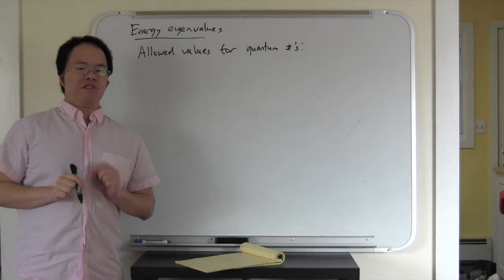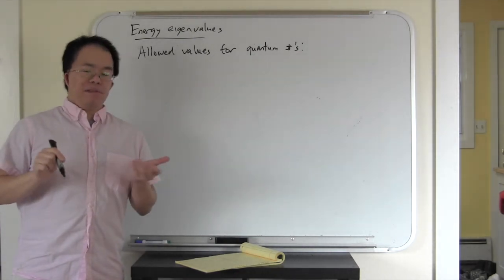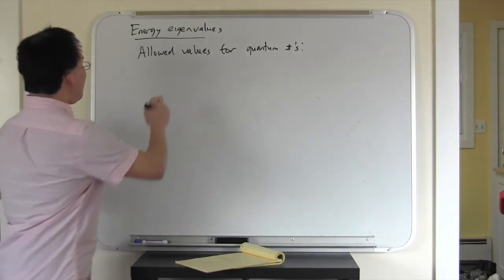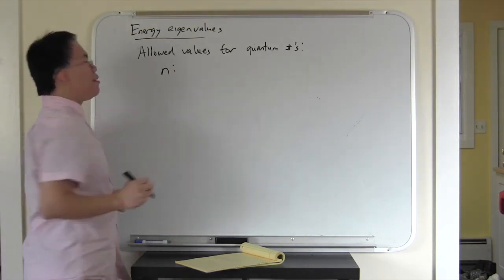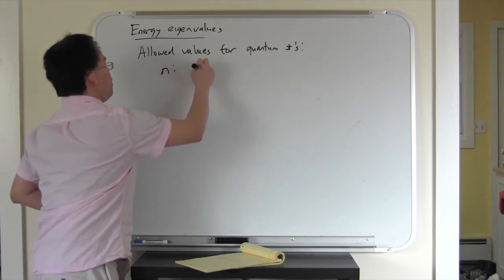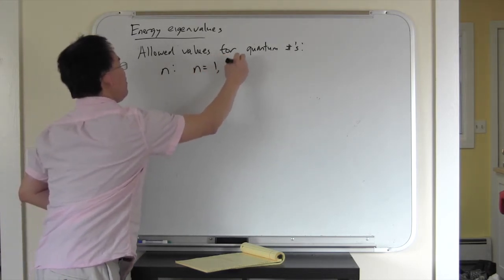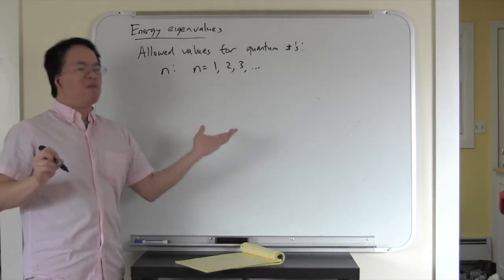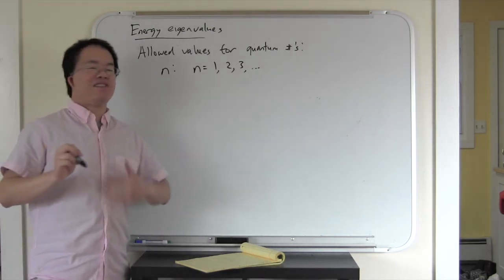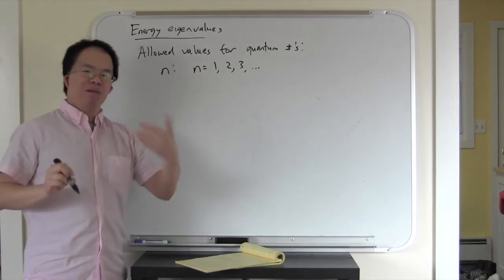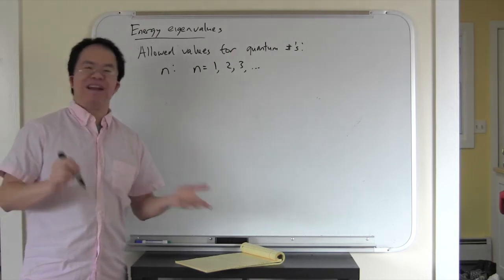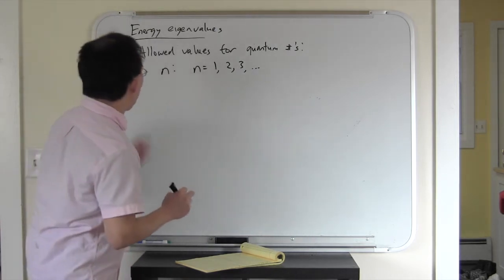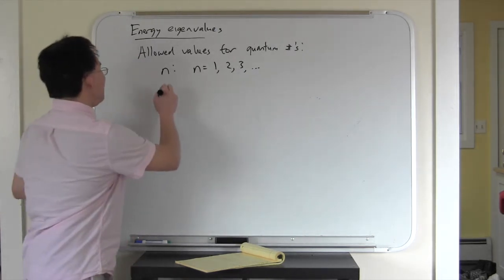Another important feature is that there are only specific allowed values for these quantum numbers. Now for n, we can have n equals 1, 2, 3, or any integer. This seems pretty familiar from 1D quantum mechanics. We saw exactly the same thing when we looked at n for, say, the infinite square well.